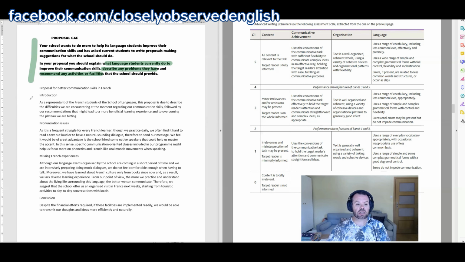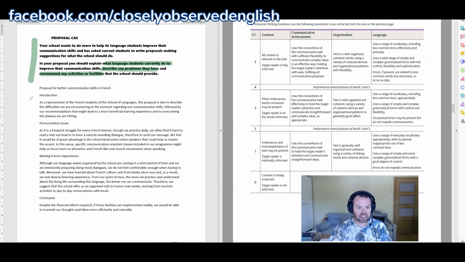So, proposal for better communication skills in French. Introduction. As a representative of the French students of the School of Languages, this proposal is due to describe the difficulties we are encountering at the moment regarding our communication skills, followed by our recommendations that might lead to a more beneficial learning experience and to overcoming the plateau we are hitting. Okay.